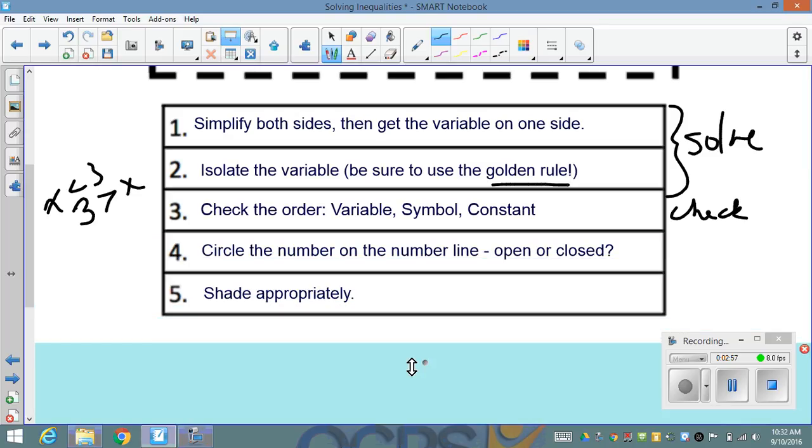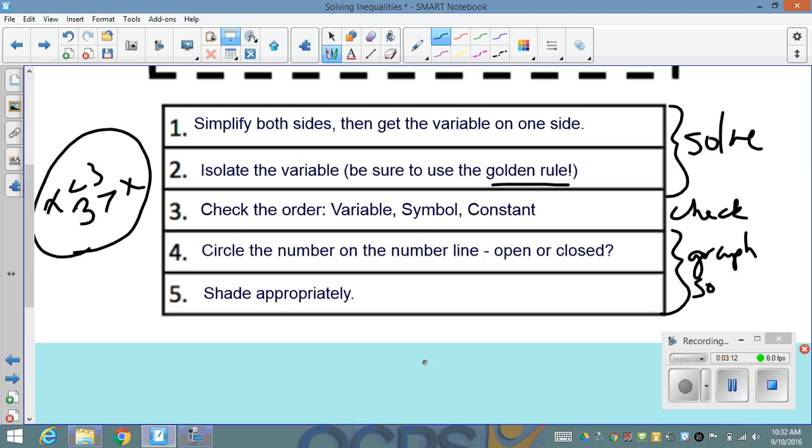Step 4 and 5. First, you're going to, on your number line, circle your number. So for this example here, I would circle a 3, and then I'm either going to shade to the left or to the right. So this is our graphing the solution on a number line. Okay, so we have 3 basic things we're doing. First, we're solving, then we're doing a quick check, and then we are graphing our solution on a number line. If you need to pause here to get these written down, go ahead and do so. And then we're going to move on to the next thing.